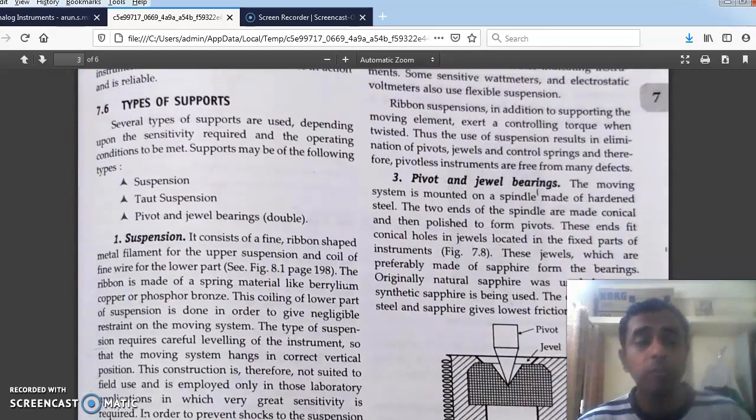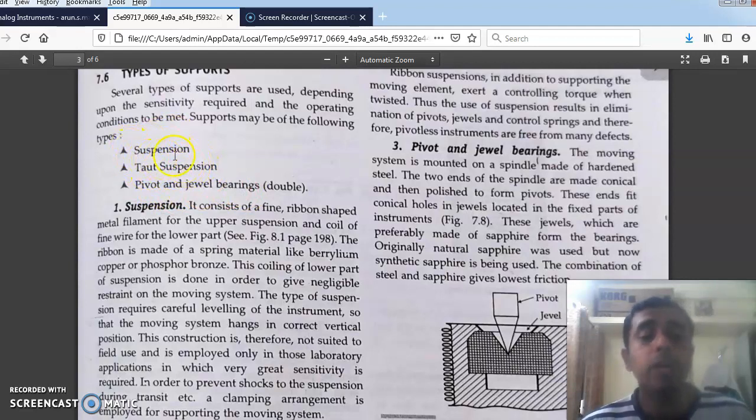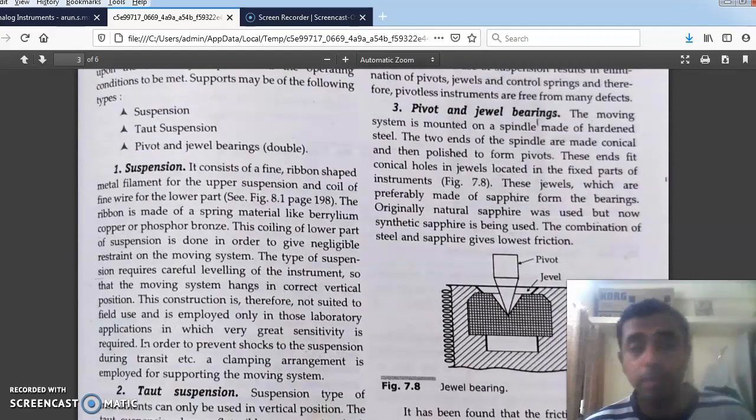We have three types of supports: the suspension type, the taut suspension, and finally the pivot and jewel bearing. The first two are mainly used in laboratory type instruments. The pivot and jewel bearing is a little bit costly, and they are used for field purpose instruments. First we'll see the suspension and taut type supports.